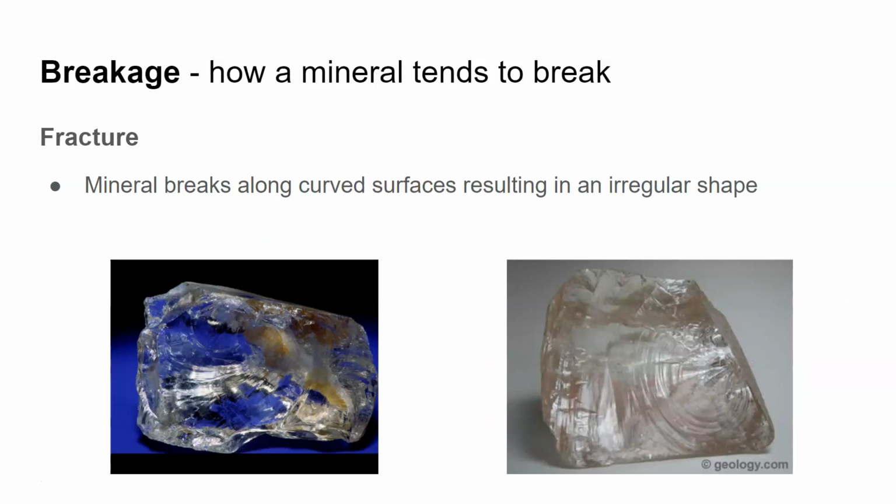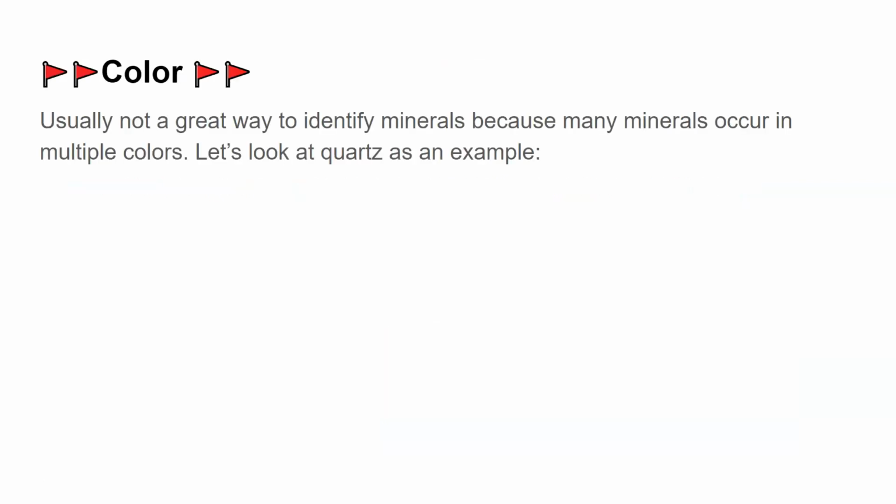The other type of breakage is fracture. When you don't have any sort of inherent weaknesses within the atomic structure, you tend to have minerals that break along curved or random surfaces, which result in an irregular shape. Very common in the mineral quartz, which is pictured in both of these examples. So we have these curved surfaces, and this almost looks like broken glass. So that is what fracture would look like in hand sample, which brings us finally to color.